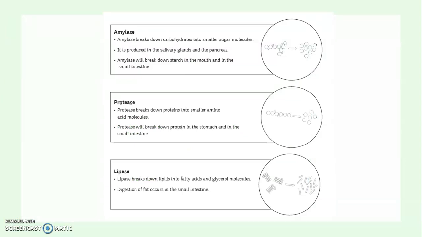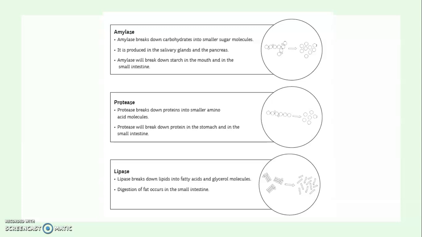Amylase breaks down carbohydrate or starch into smaller sugar molecules. It is produced in the salivary glands and the pancreas. It will break down starch in the mouth and the small intestine. Protease breaks down proteins into smaller amino acid molecules, and it breaks down protein in the stomach and the small intestine. And then lipase breaks down lipids into fatty acids and glycerol molecules, and that happens in the small intestine.